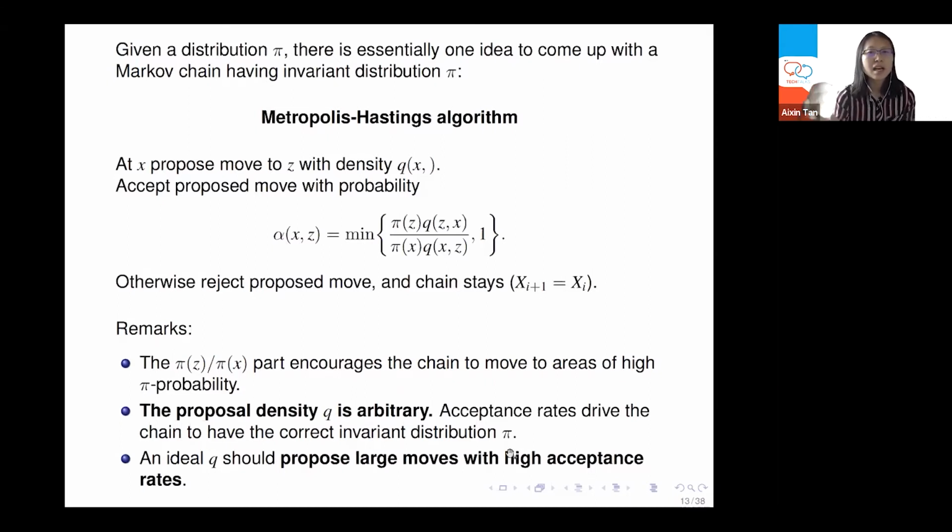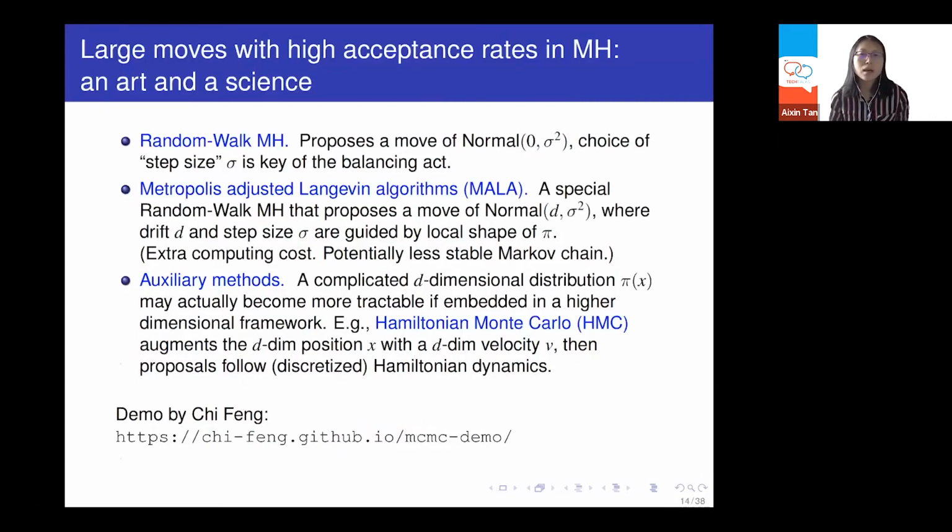So this is a good time to do a demo. I will talk about random walk Metropolis-Hastings first. The basic idea is you're going to make a move that follows a multivariate normal distribution centered at zero with a certain standard deviation, or what we call the step size. Okay, so I'll change the screen that I share. That might take a few seconds.